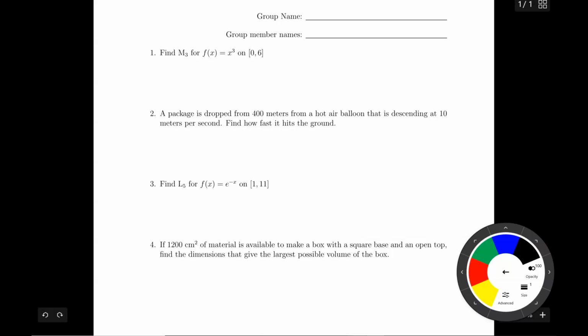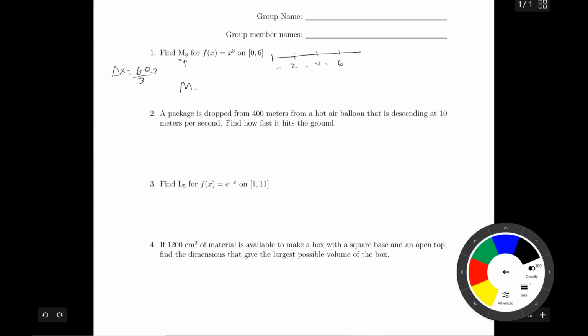All right, M means midpoints, and this 3 here means N equals 3. So delta X would be B minus A over N. So each rectangle has width 2. So you really just need the number line. So 0, 2, 4, 6. So there's 1, 2, 3 rectangles.